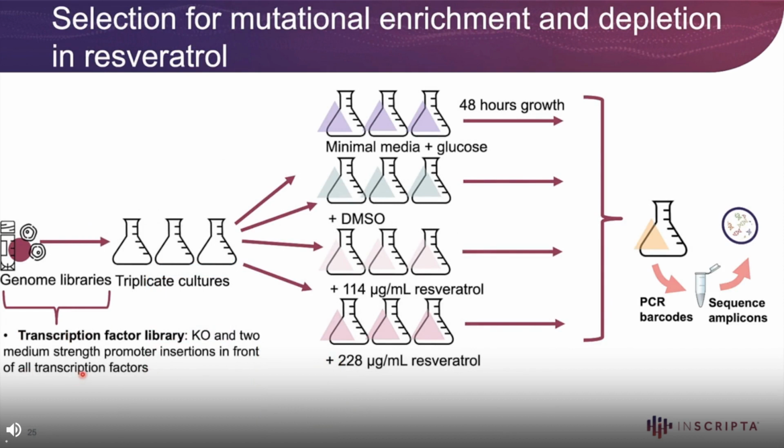We took this transcription factor library that had these 4 different designs against every transcription factor. We grew it in biological triplicate, and these triplicates were then grown in minimal media with glucose, DMSO, which was used to dissolve the resveratrol, and then 114 micrograms per mL resveratrol and 228 micrograms per mL resveratrol. These cultures were then allowed to grow for 48 hours, and then same as in the Coumaric acid selection, we took the DNA and PCR'd the barcodes for the designs, and then we sent these amplicons for sequencing.